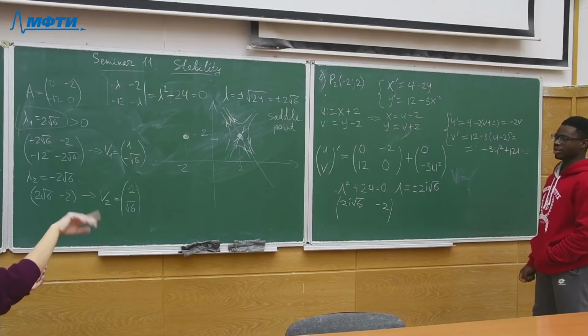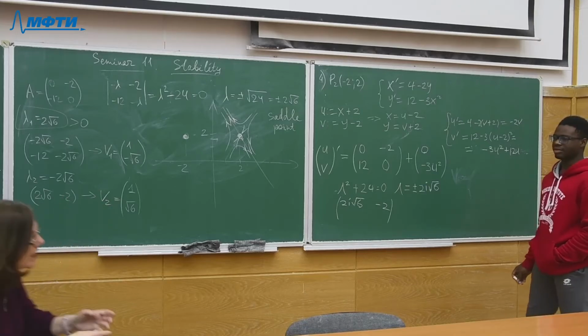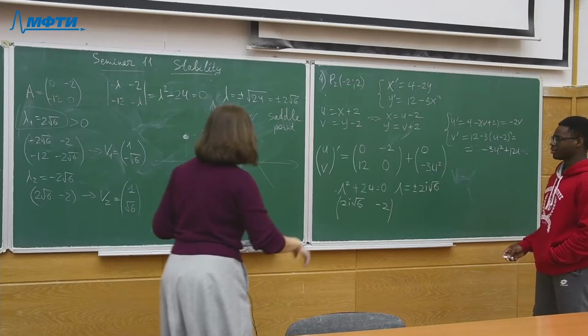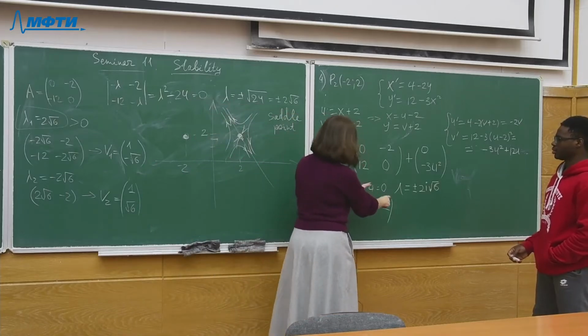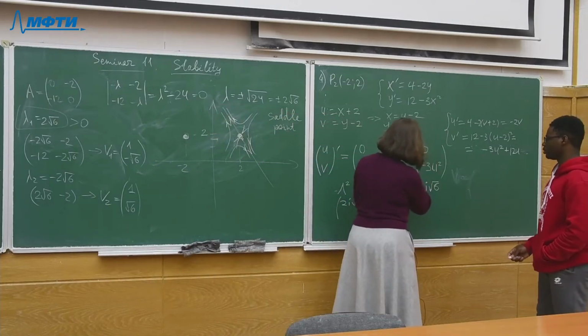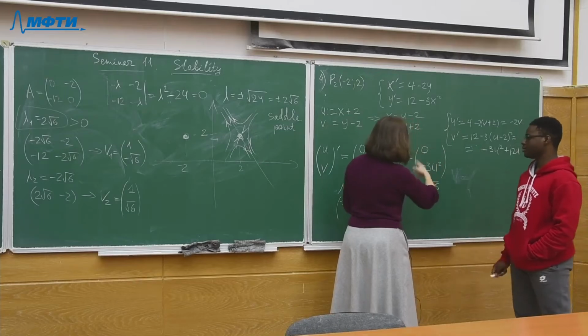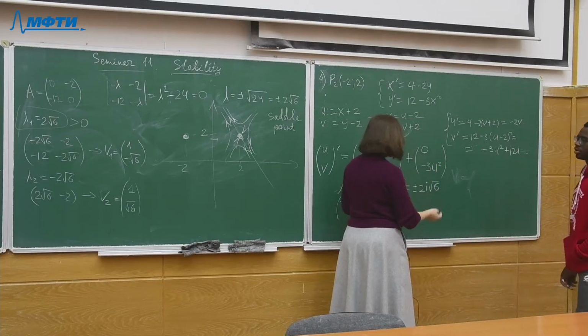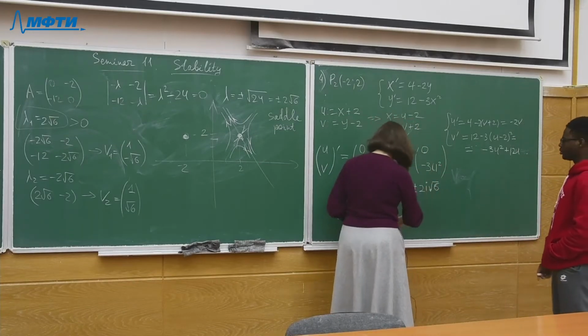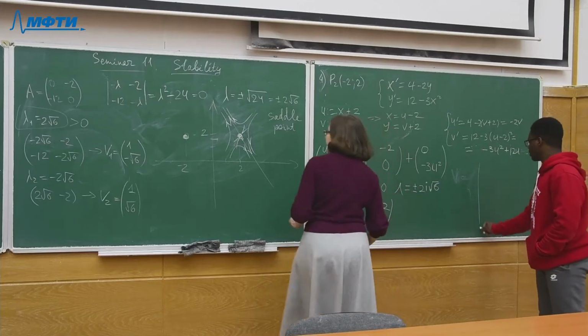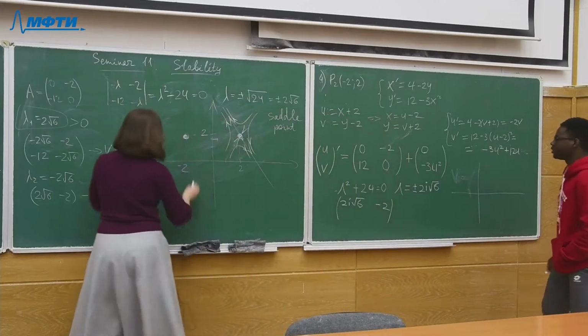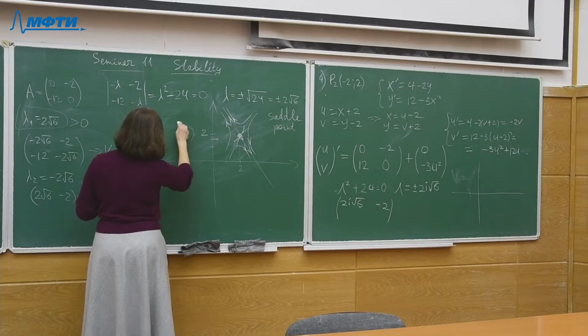Circles. The spiral? So it is not the spiral thing because they are purely imaginary. If they have some real part, then we have a spiral sink or spiral source. But in this case, we have a center, right? The center, and so the figure. Now the figure will be this.